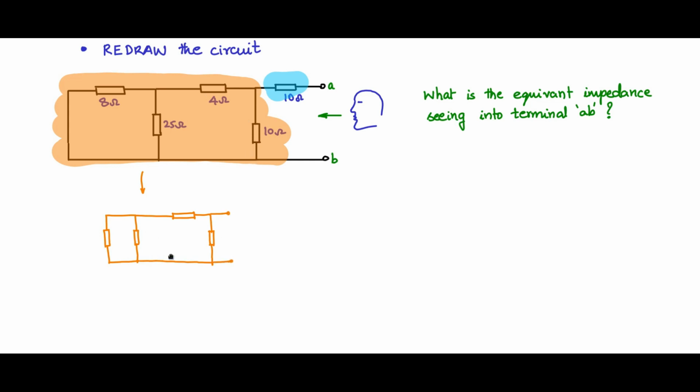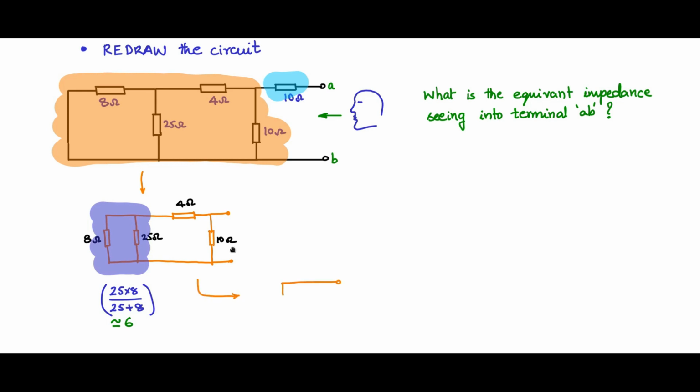Now this portion of the circuit can easily be simplified. These two are parallel, therefore you take product divided by the sum: 25 into 8 divided by 25 plus 8. So this is approximately 6. This 6 in series with 4 will be a 10. So this 10 comes in parallel with another 10. You have a 10 ohm in parallel with 10 ohm, which will result in an equivalent 5 ohms coming across these 2 points.